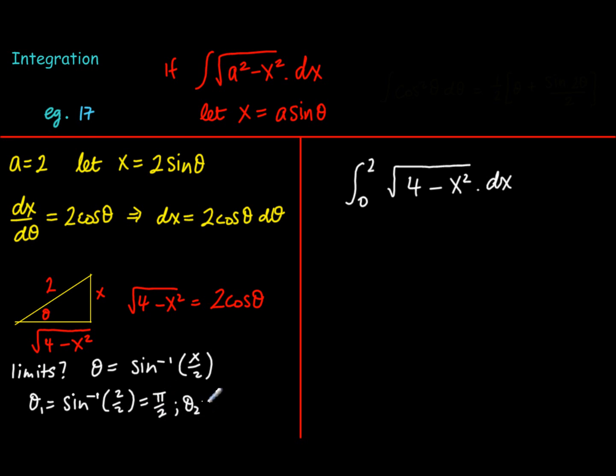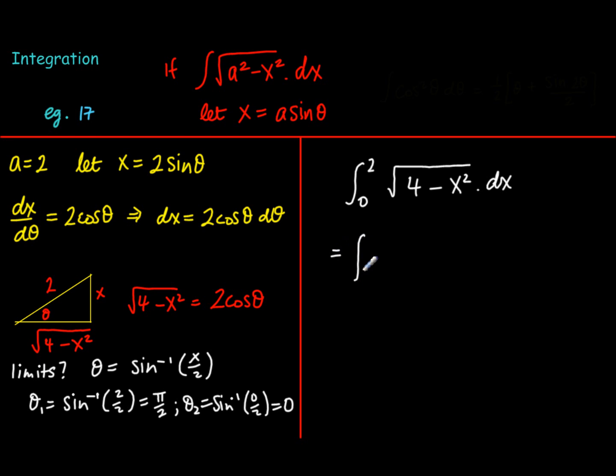And our second limit, we'll call it theta 2. Well, this would be the sine inverse of 0 over 2, since 0 is our lower limit in terms of x, and sine inverse of 0 is 0.